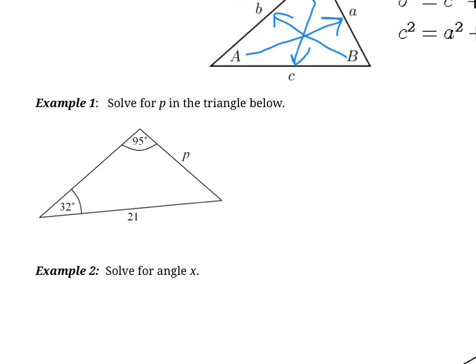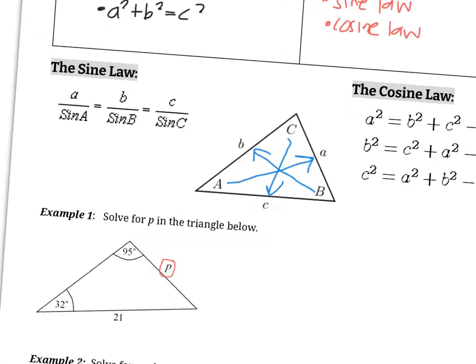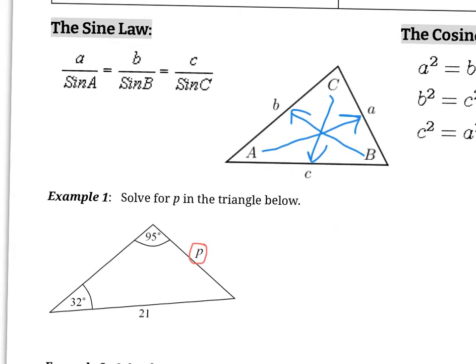Okay, so let's start with this first guy here. I can see it's a non-right angle triangle, so I cannot use SOHCAHTOA or the Pythagorean theorem. And it asks to solve for side P in the triangle. So I'm just going to circle this guy. Okay, so I haven't shown you when to use sine law, when to use cosine law yet, but I did say that I generally like to start with sine law first. So let's teach you how to use sine law before I go over when to use it.